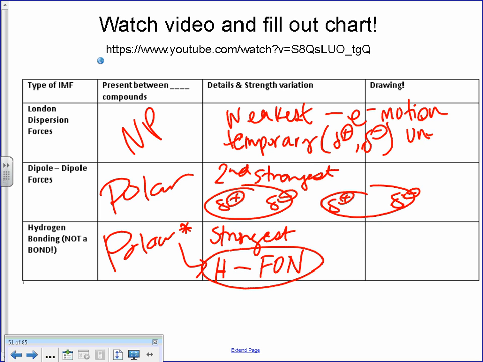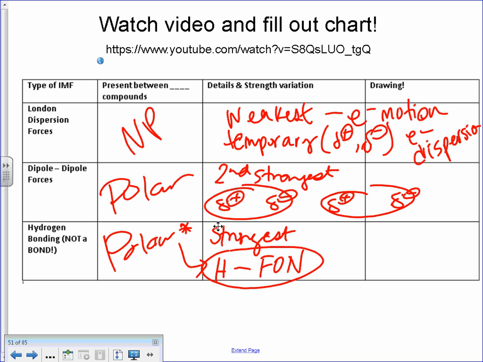or unequal, not unequal. I'm trying to think of the word I used in the multiple choice question. How about I just say electron dispersion? Electrons disperse themselves unequally. They're moving around for just a moment, and that causes that difference in charge. And that causes that temporary attraction.